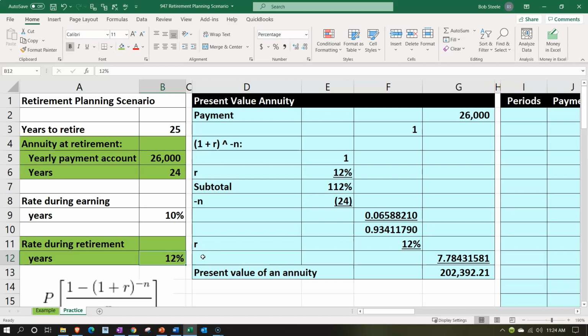Okay, so next we're going to have to then think about, well, how much then would we need to be putting in for the 25-year time period in order to get to that 202,392.21 so that we can then put it into the annuity to receive it back for 24 years at $26,000 a year. So we're going to have to think about that.